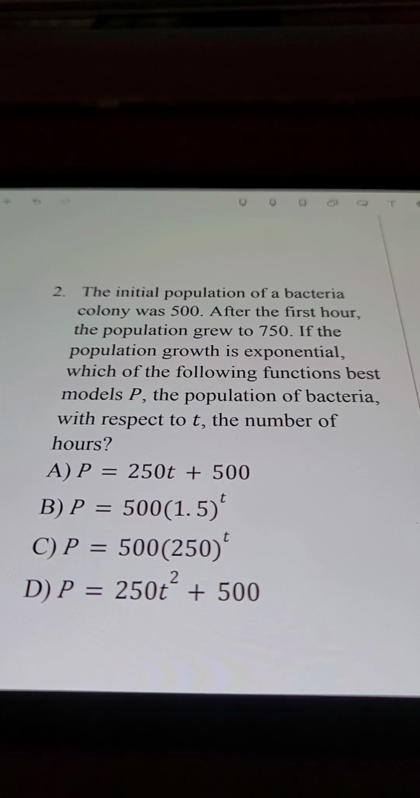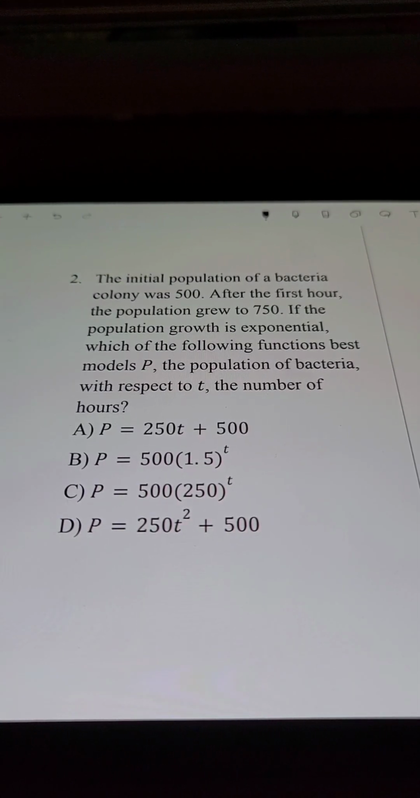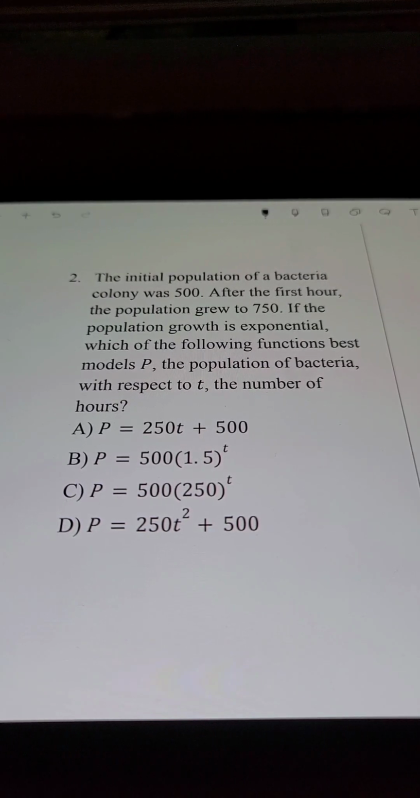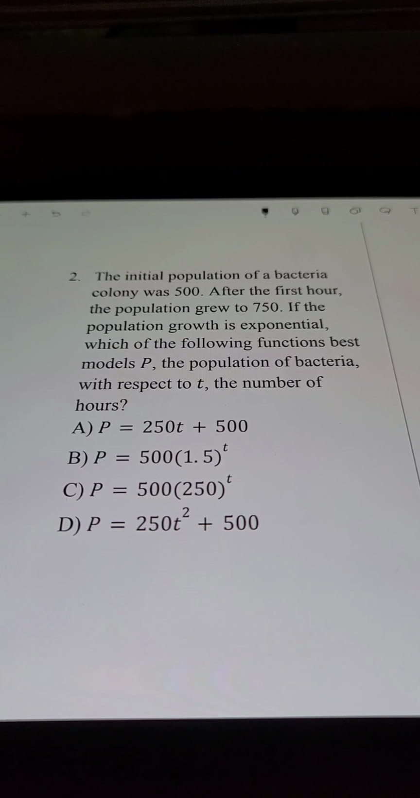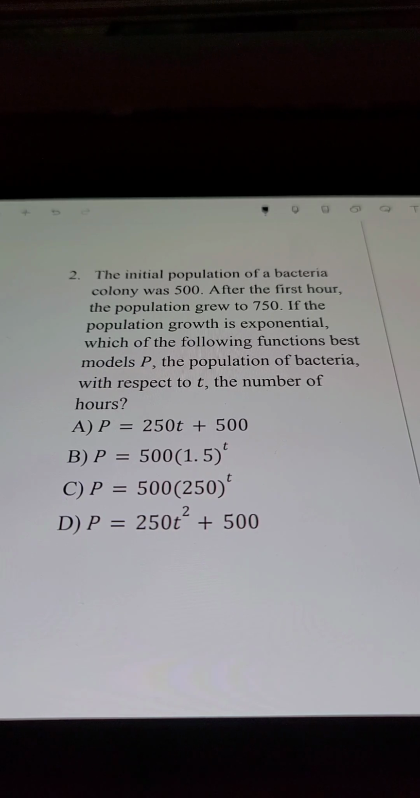Okay, pause to read number 2 if you haven't already. So for this problem, for T, you're going to want to plug in 1 hour. And then make sure that the population P does in fact equal 750. So look at this and ask yourself, okay, and it has to be exponential. That's an important part too.